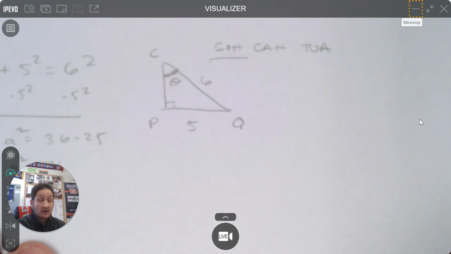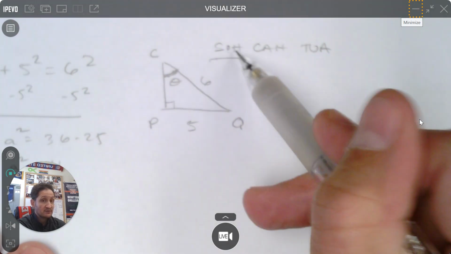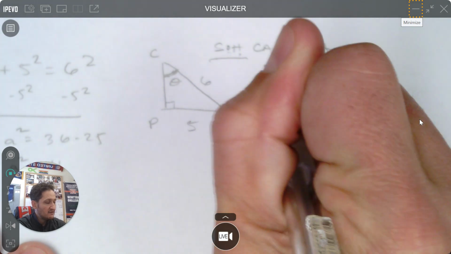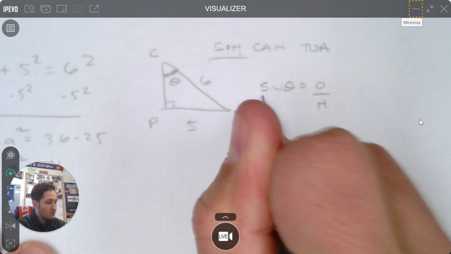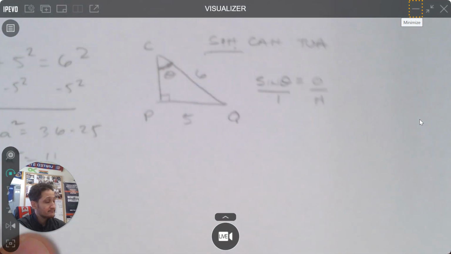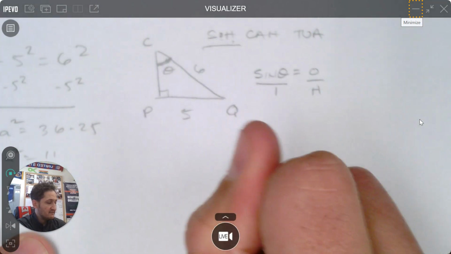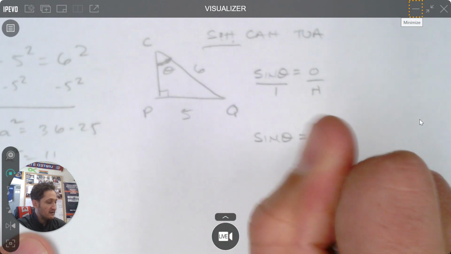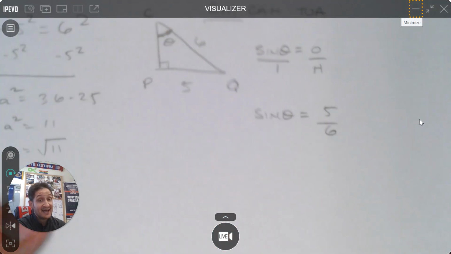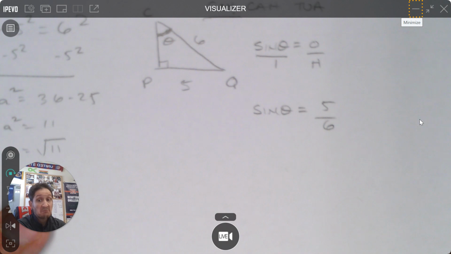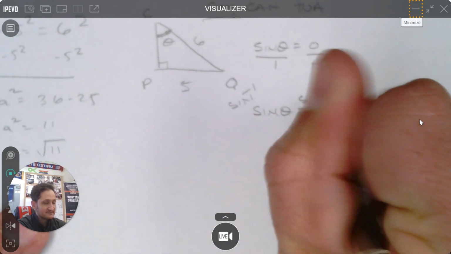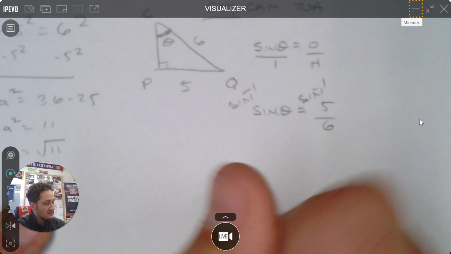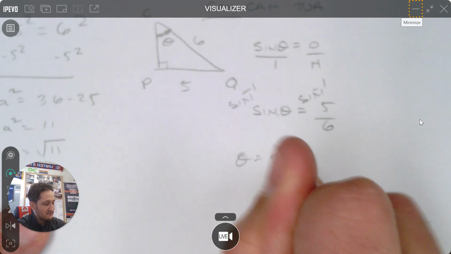sine. So I'll set up the equation. Sine is opposite over hypotenuse. Sine of theta is opposite over hypotenuse. We'll put it over 1 just to note its proportion. Doesn't really matter, because sine of theta is equal to 5 over 6. I've got to get rid of sine. I'm taking the sine of theta; I want to get theta by itself. To get rid of sine, I take the inverse sine of both sides. Theta is equal to the inverse sine of 5 over 6.